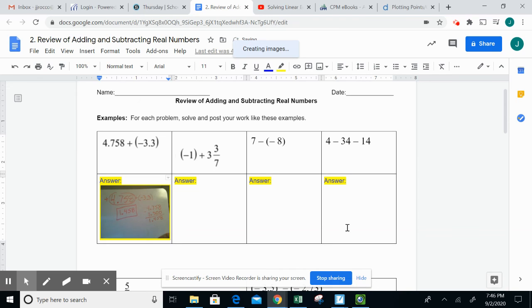Make sure that I can read that work. If you can't read it, I can't read it. All right? So please make sure that I am able to read it.